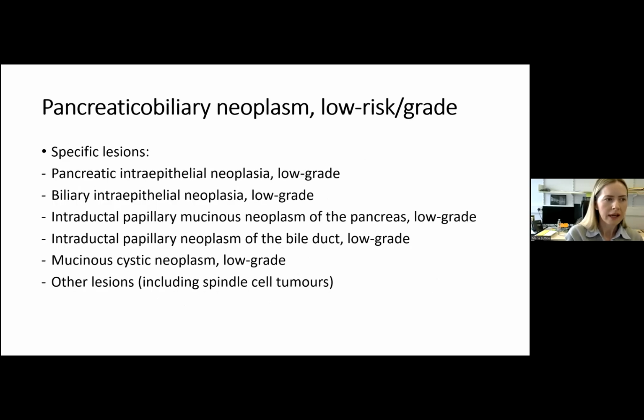These are some examples of what would be put into the pancreatobiliary neoplasm low risk. As you can see, pancreatic intraepithelial neoplasia and biliary intraepithelial neoplasia. Now, by default, these two entities will not be seen on imaging because they are not mass forming. And then you have the intraductal papillary mucinous neoplasm, which you would be able to tell on imaging, and then the rarer intraductal papillary neoplasm of the bile duct, and then our mucinous cystic neoplasm, which I've described earlier, which can be divided into low grade or high grade, depending on their cytological atypia and also the molecular aberrations that arise in these cysts.